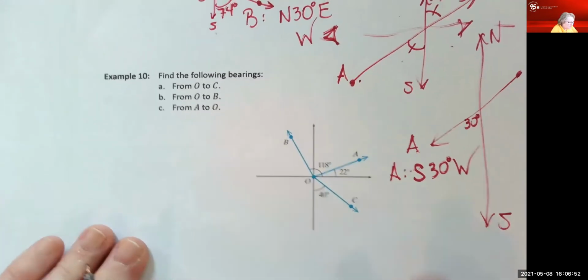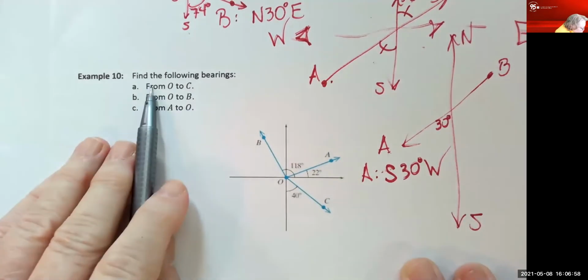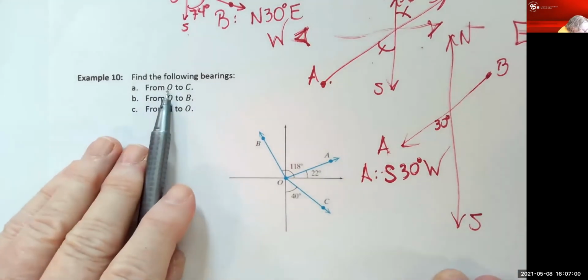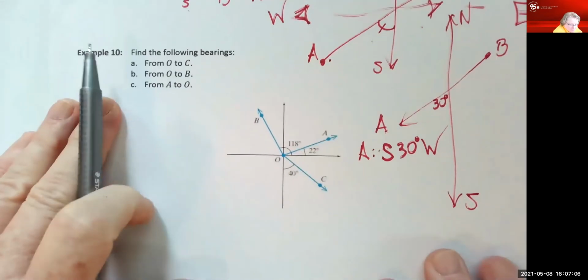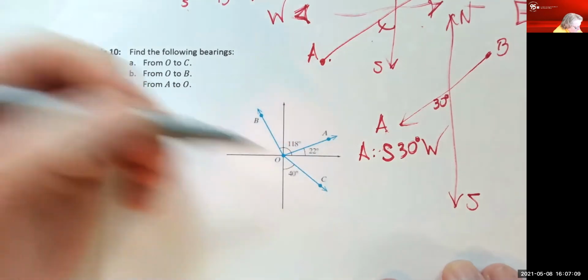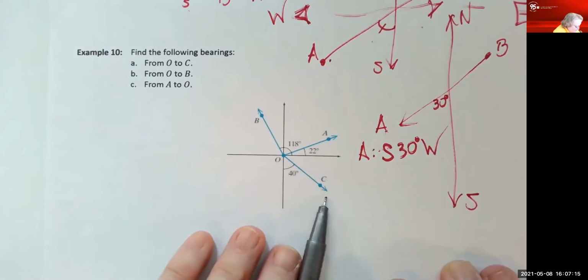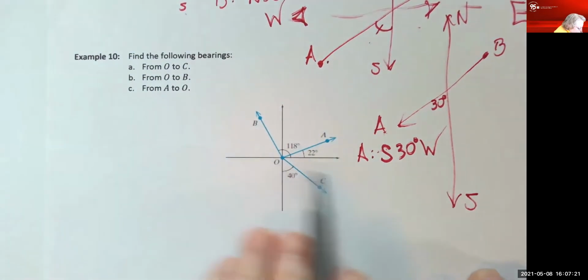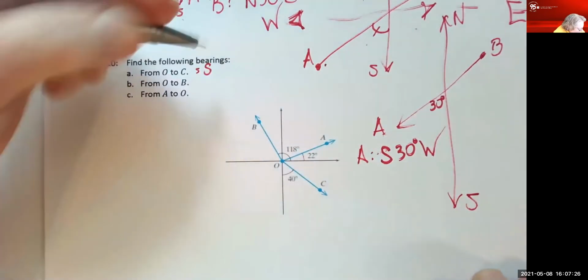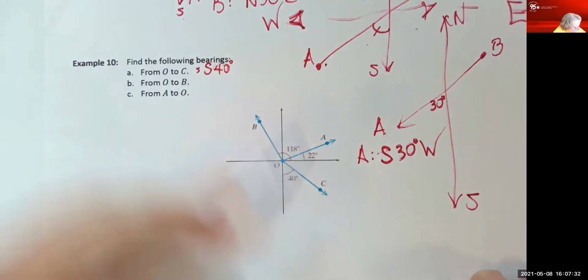Let's do one more example with just figuring out bearings, and then let's use bearings. We want to find the bearings from point O, which is the origin, to point C. The angle is 40 degrees. The angle from the north-south line to the ray is 40 degrees. The ray is below the east-west line, so it'll be south, 40 degrees, and the ray is to the right of the north-south line, so east.